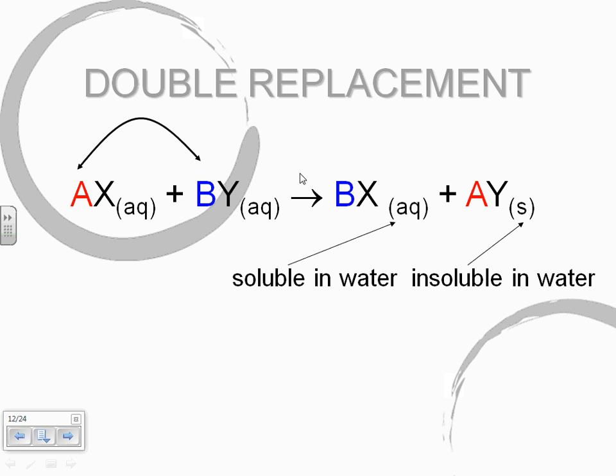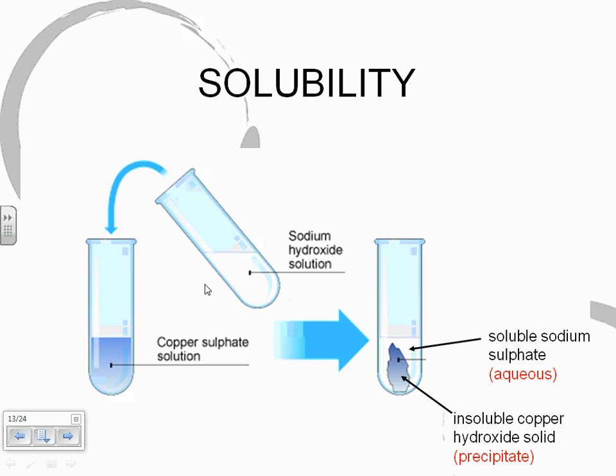This is what we're doing in our lab. You will have to have a double replacement reaction. Just remember that those positive cations are switching partners. For solubility, you will always start with two aqueous solutions, so you will have to dissolve solids in water. You're going to take your two liquids and pour one into the other. When you do, one becomes a solid and the other stays as an aqueous solution.